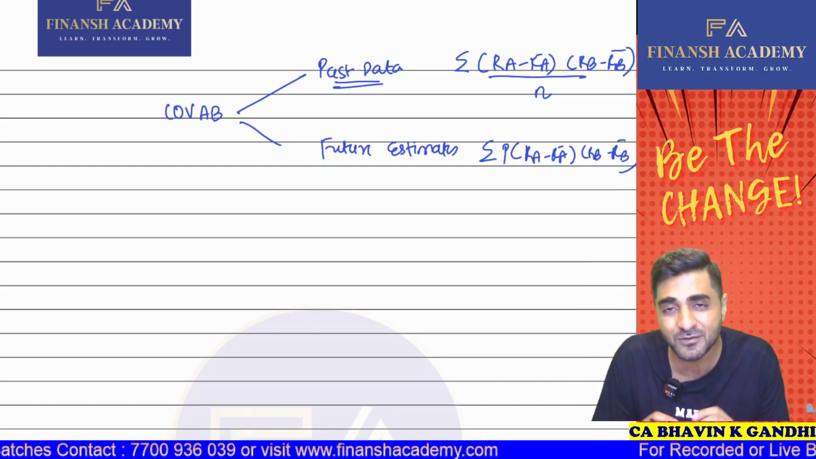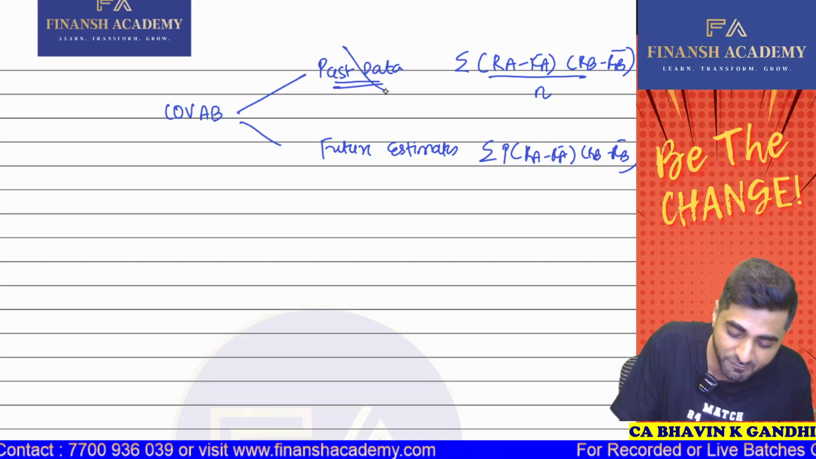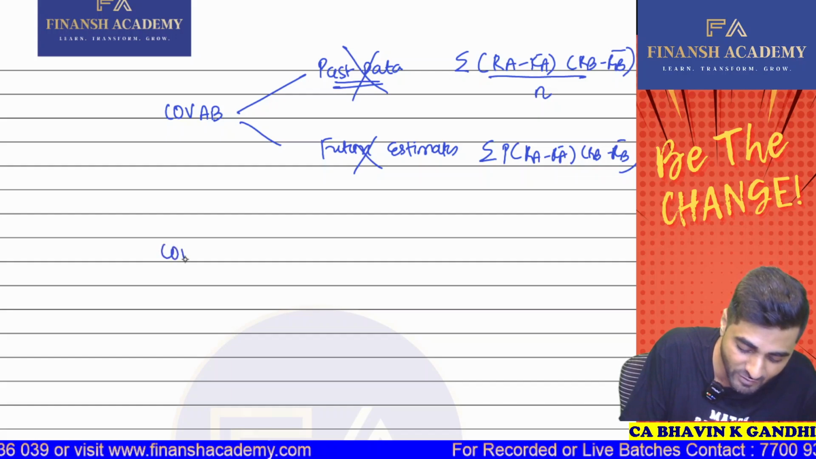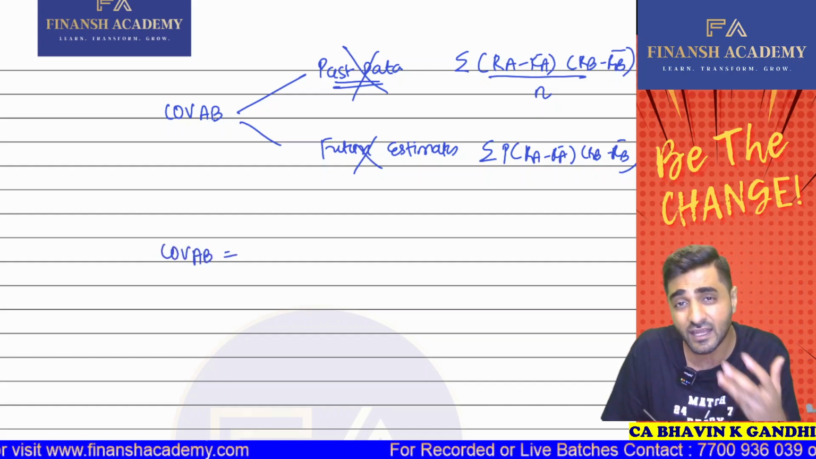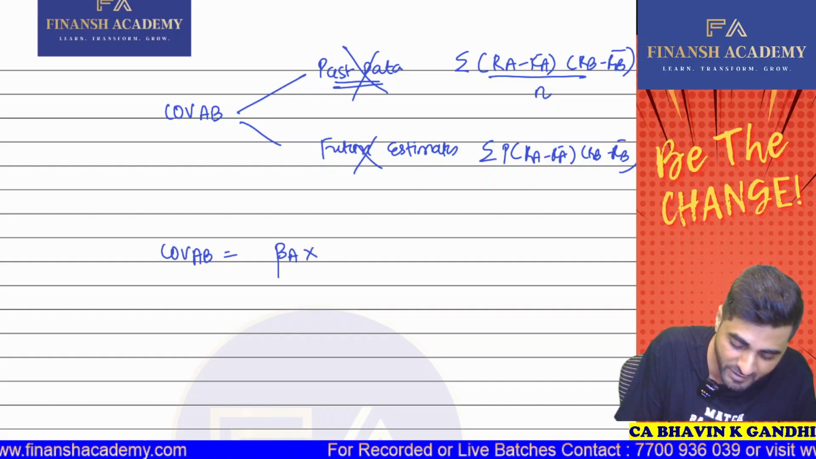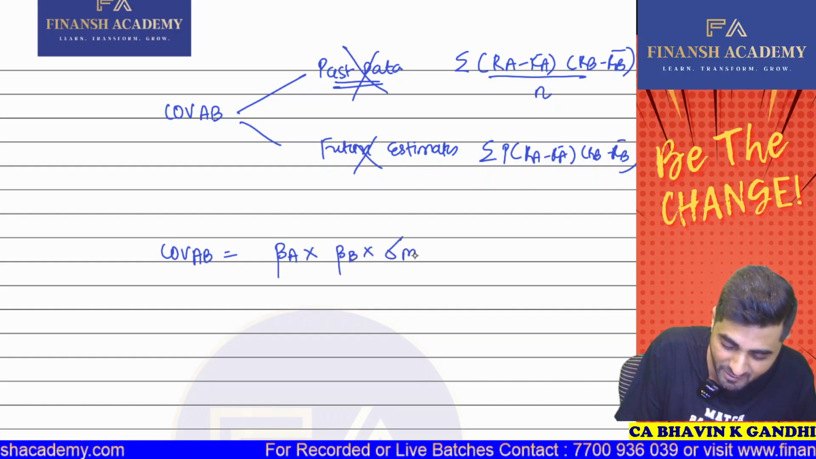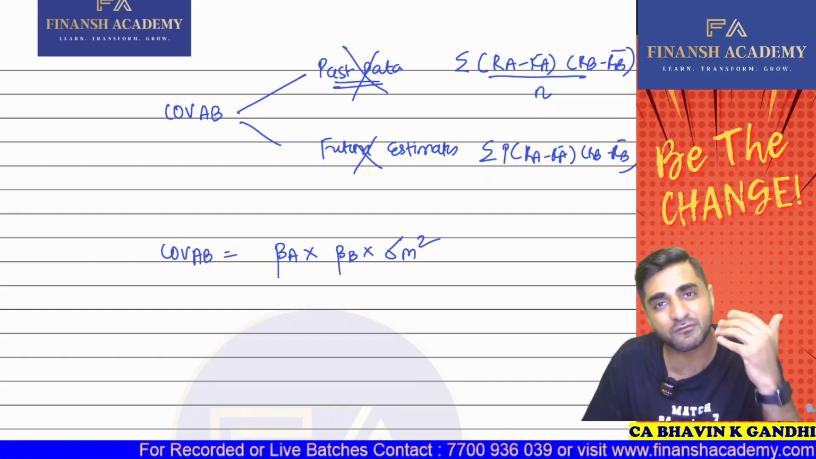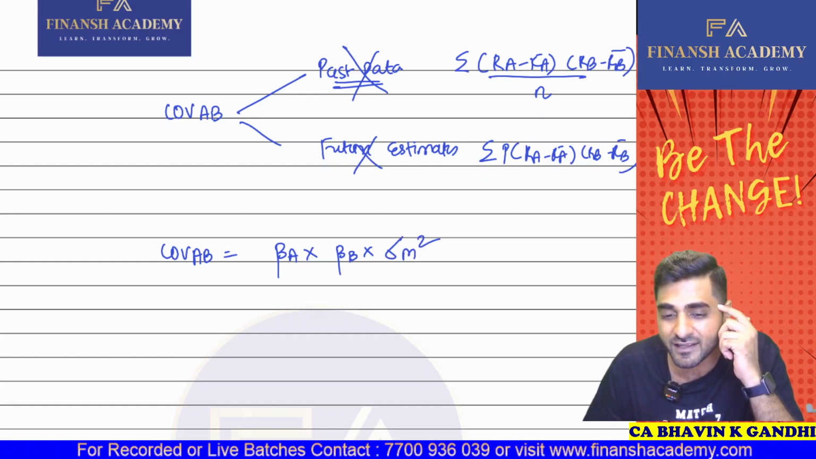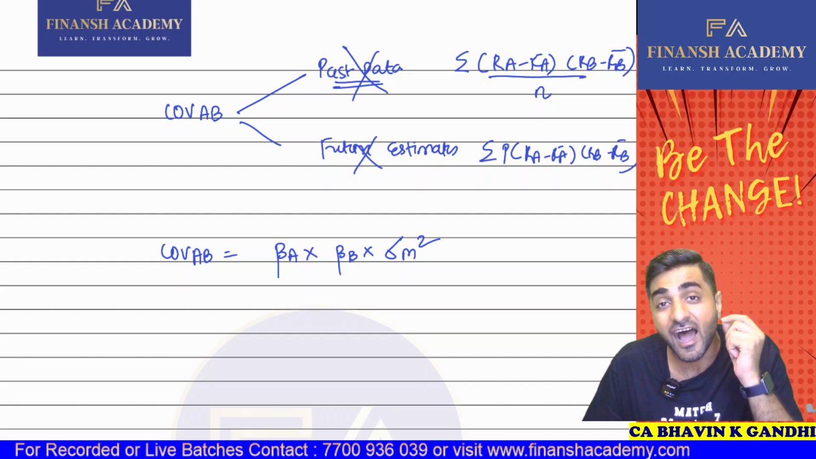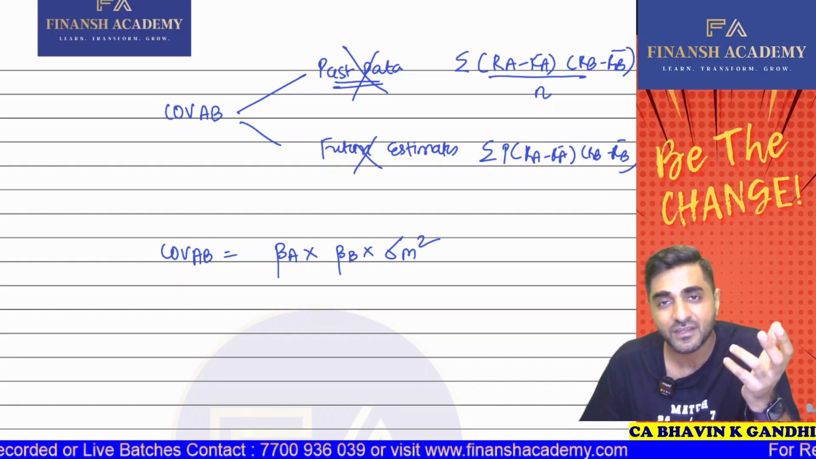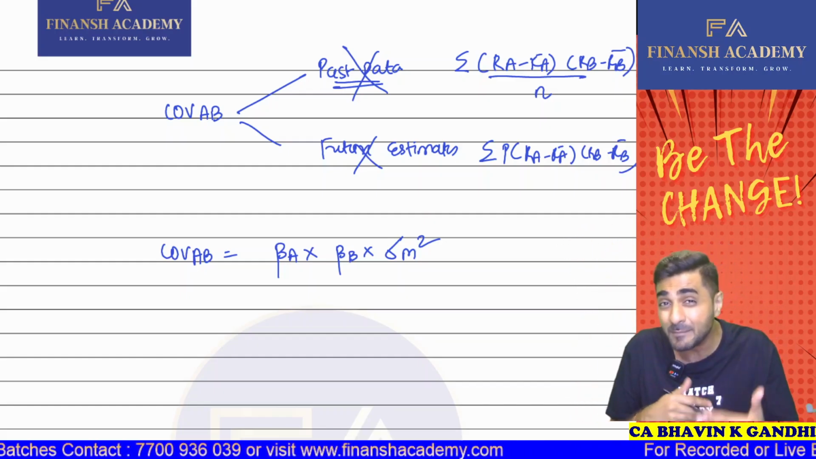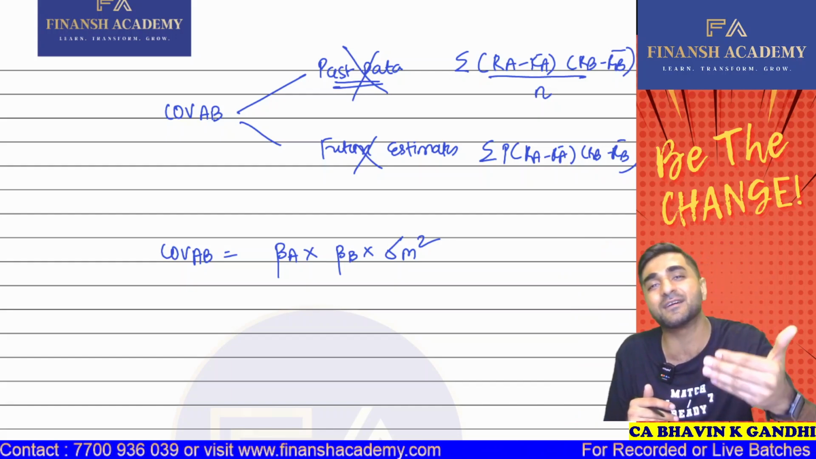Now, my dear students, I am teaching you something very interesting: when we have neither past data nor future estimates, but we are still required to calculate the interactive risk between the two securities, covariance AB, we can do this with the help of beta A into beta B, which we multiply by the market variance. This is the formula to calculate covariance AB when neither past data nor future estimates are available. Now you must be wondering, sir, in this case how do we get covariance AB? Because beta A is the sensitivity of the stock with the market. Beta B is also the sensitivity of the stock with the market.